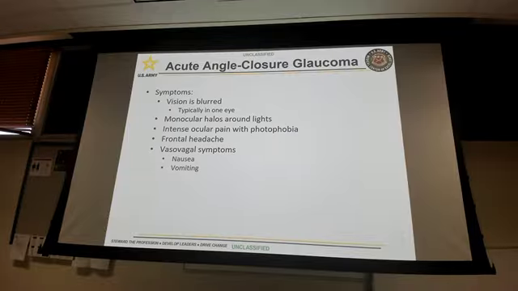So symptoms, patients will experience blurred vision, typically in one eye, and they'll experience halos around light. There's a lot of pain and photophobia associated with this. Patients can sometimes complain about a frontal headache and nausea and vomiting.